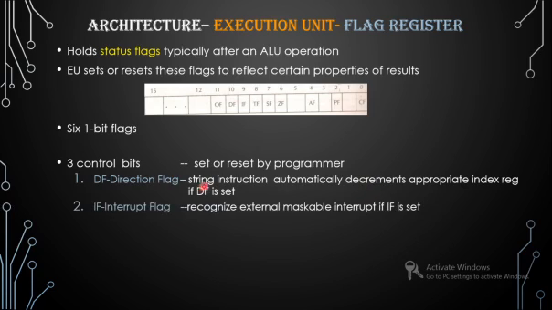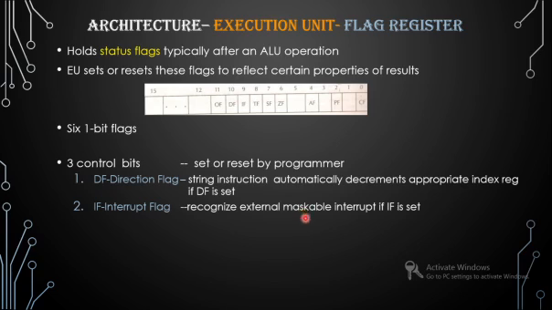The second control bit is the interrupt flag. If it is set, it allows recognizing the external maskable interrupt. What does that mean? Interrupts can be of many types. Interrupts can also be generated externally, that means from other input output devices, or from another 8086 and so on. Those are called external interrupts.